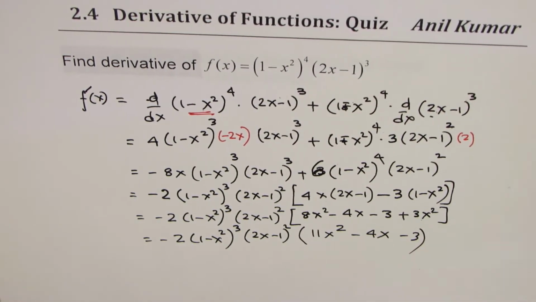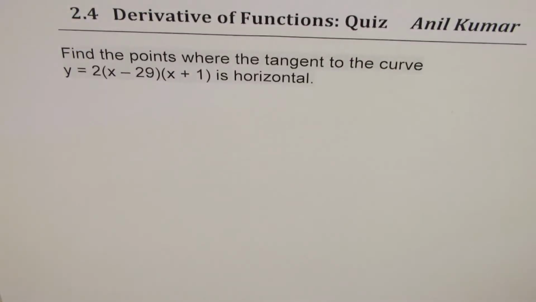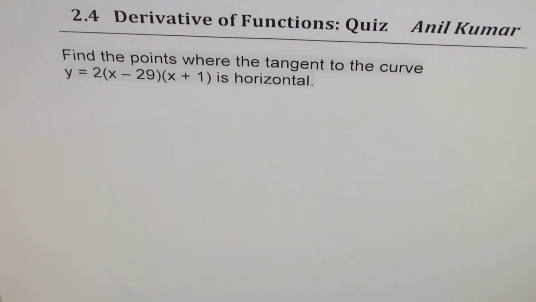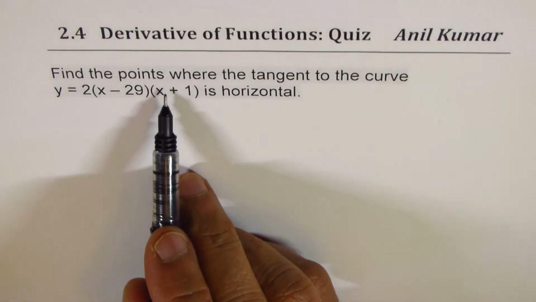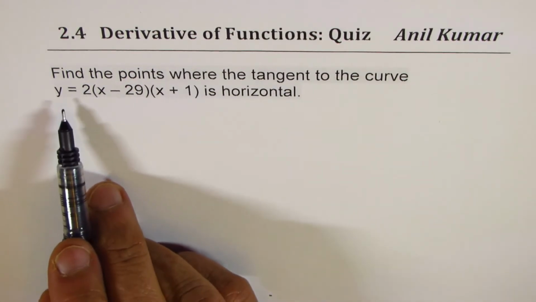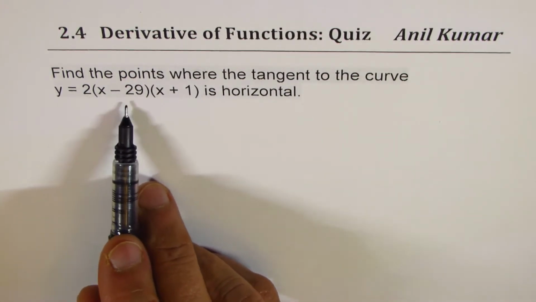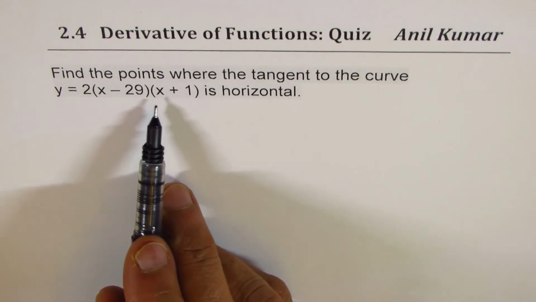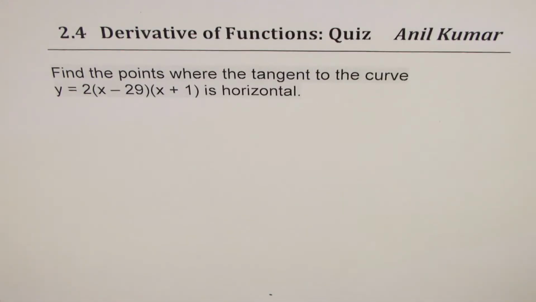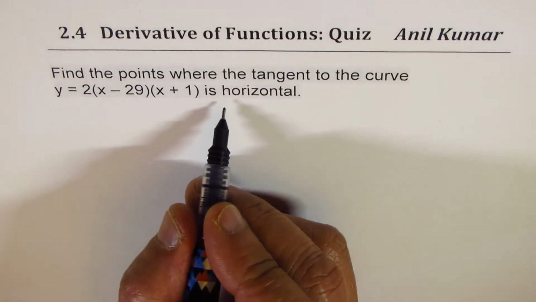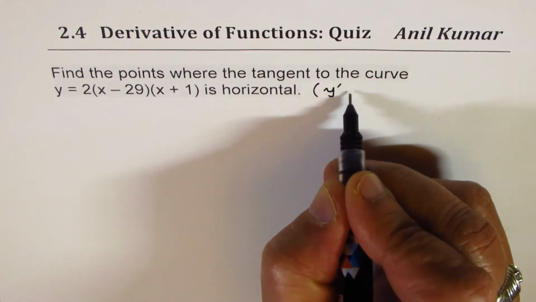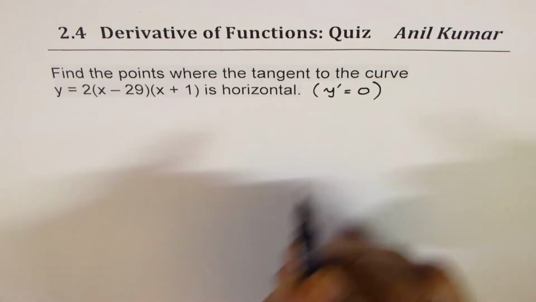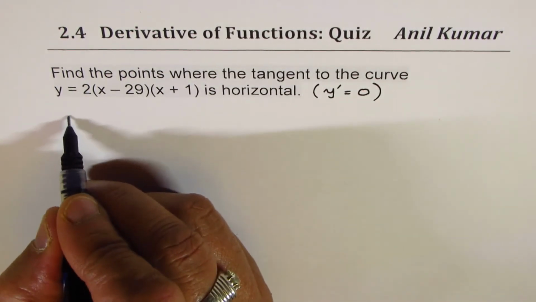Okay, so let's move forward. Do the next question here. So now we are into kind of word problems. The question here is, find the points where the tangent to the curve y equals to 2 times x minus 29 times x plus 1 is horizontal. So horizontal means derivative is 0. So that means we are looking for y dash equals to 0, right? So let's find the derivative of the function.